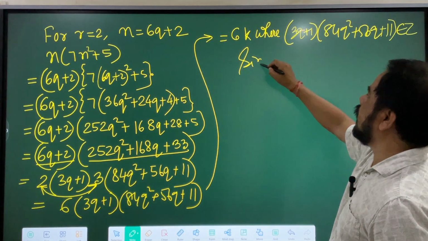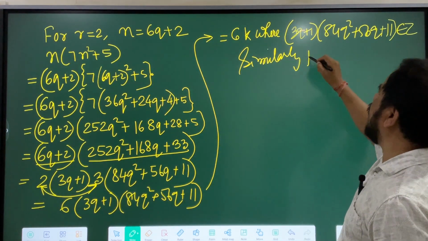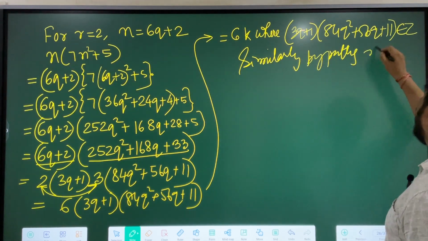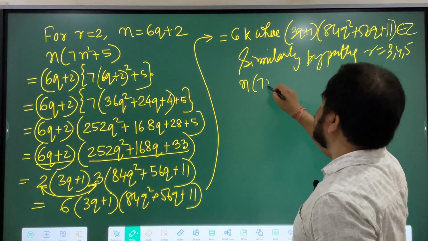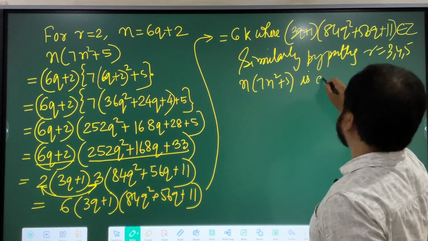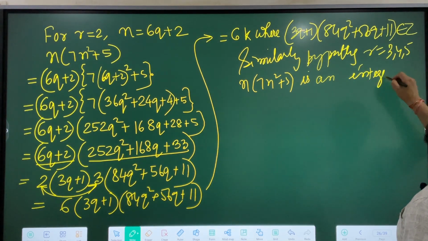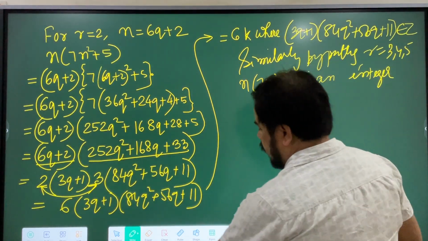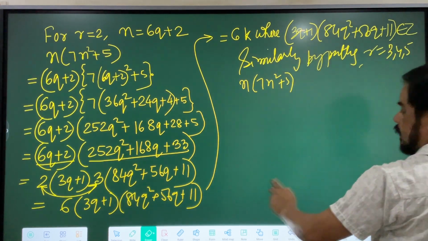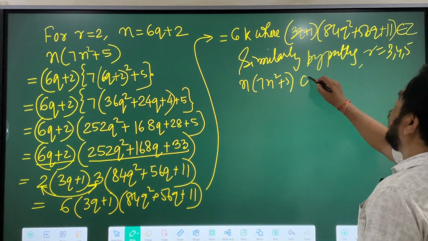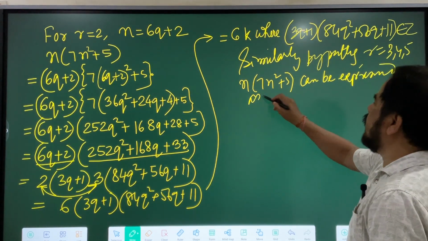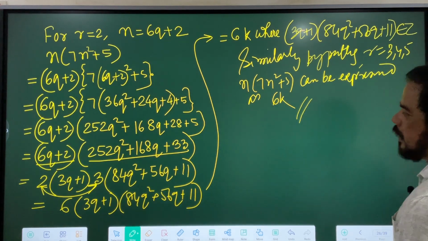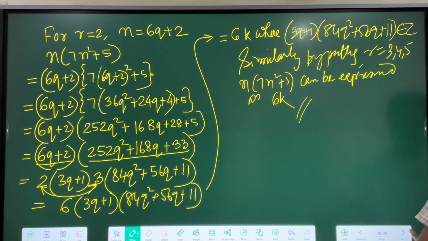Now similarly, by putting r equals 3, 4, 5, n into 7n square plus 5 can be expressed as 6k. This is what you have to write. We don't have to do it again and again, as it will be big sums.